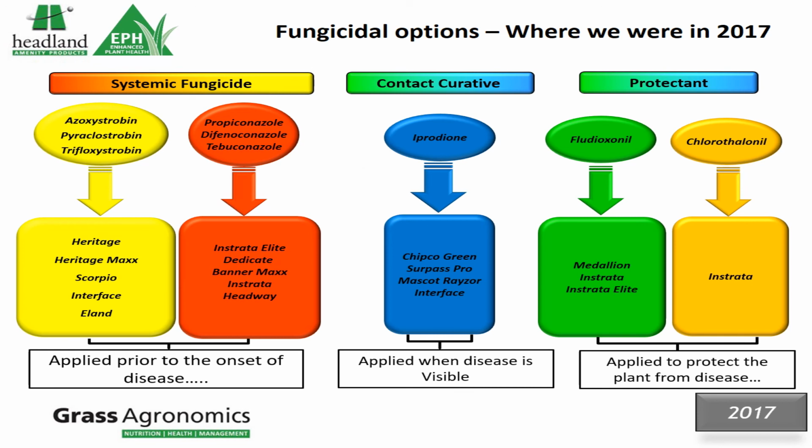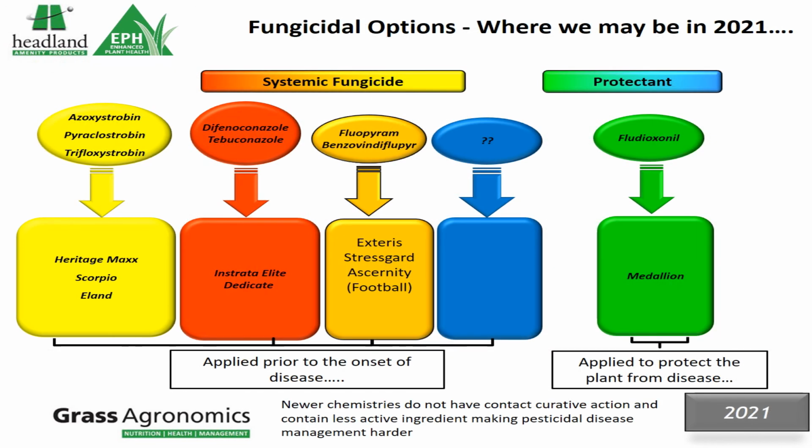If we move that on to 2021, we see that there is a stark difference. Firstly, the number of products is far less, and therefore so are the active ingredients, but also the only remaining curative option has also gone. As turf managers, this means that we must now have a more proactive strategy towards disease management, right down to our cultural practices.